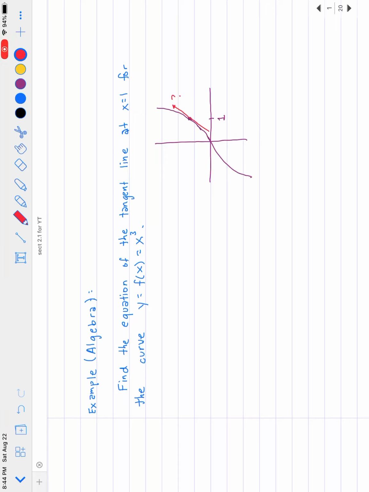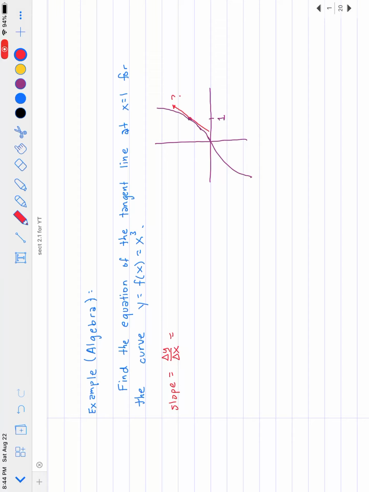So let's go ahead and do the following. The slope is going to be the change in y over the change in x. If that's the case, then why don't I find a point that's nearby, so that way I can see what the slope is approximately.